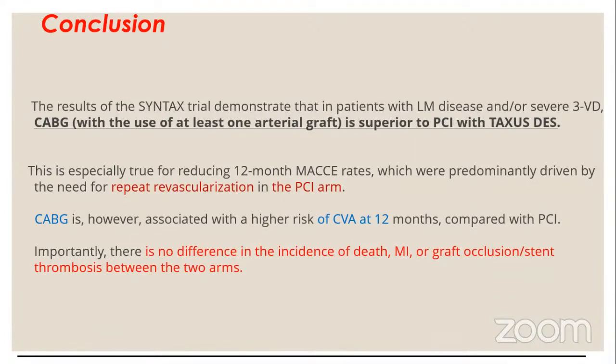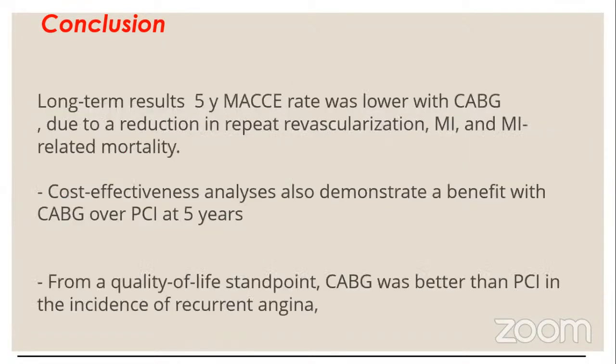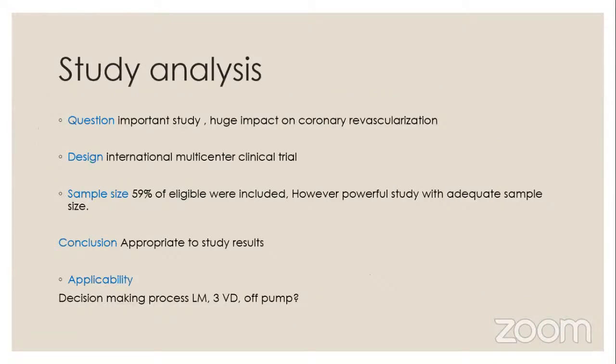Importantly, there was no difference in the incidence of death, myocardial infarction, or graft occlusion or stent thrombosis between the two arms. In the long-term results at 5 years, the MACE rate was lower with CABG due to the reduction in repeat revascularization, lower rate of MI, and MI-related mortality. The cost-effectiveness analysis also demonstrates a benefit with CABG over PCI at 5 years. And from a quality of life standpoint, CABG was better than PCI in the incidence of recurrent angina.